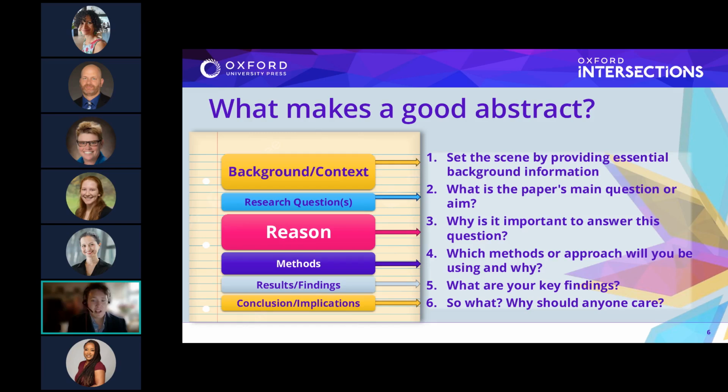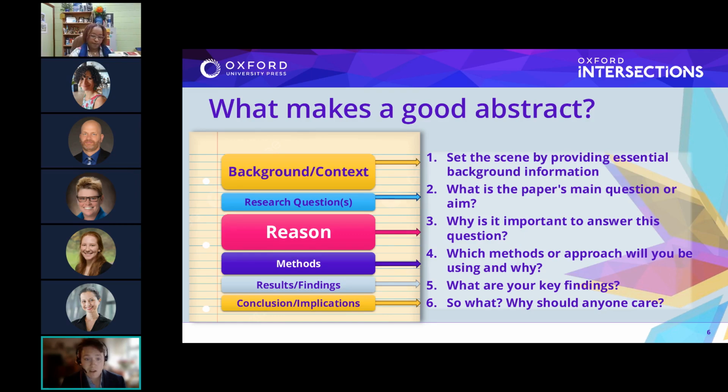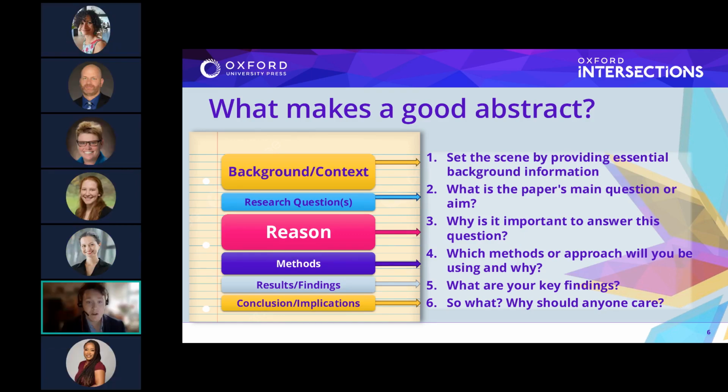This can be really as simple as, for example, this paper uses a Marxist feminist critical apparatus to analyze its primary texts because... I think it's also important to say why you're using this method. What about this method is particularly appropriate for the research question or questions at hand?